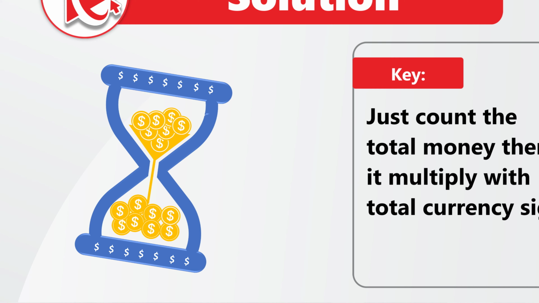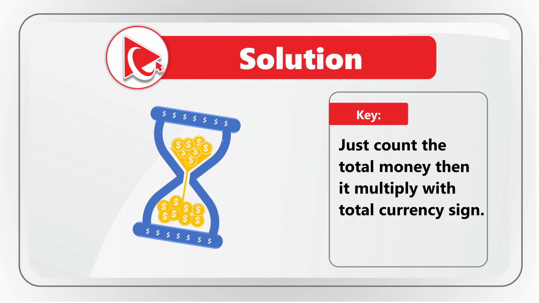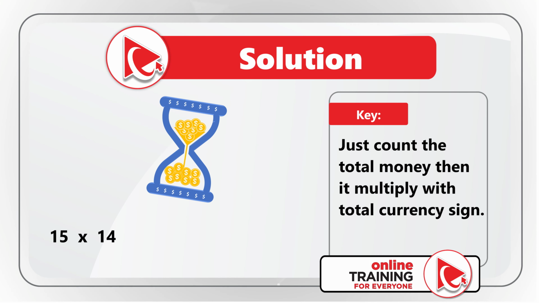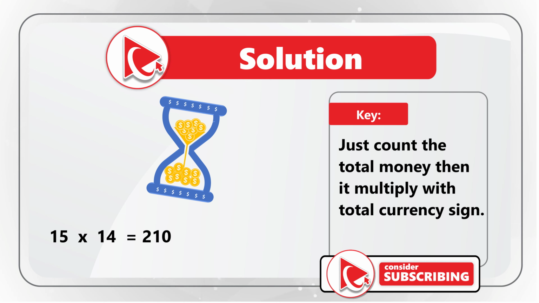There are 8 coins at the bottom. Let's count them. 1, 2, 3, 4, 5, 6, 7, and 8. And there are 7 dollar signs at the top and 7 dollar signs at the bottom. So the total calculation would be 15 coins multiplied by 14 dollar signs, and the total would be 210. So the correct answer here is choice C, 210.